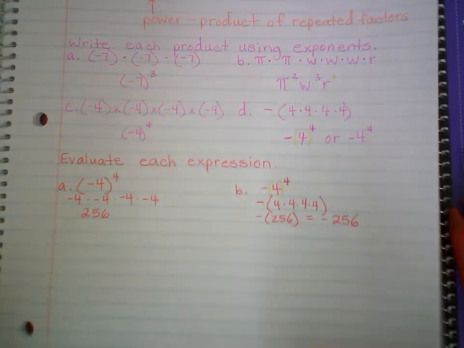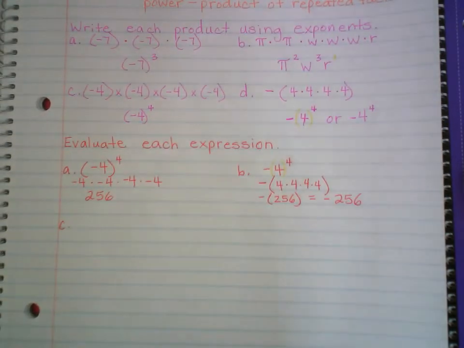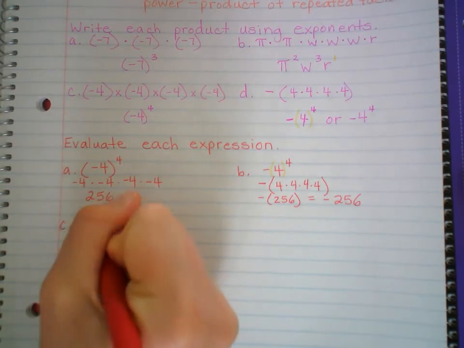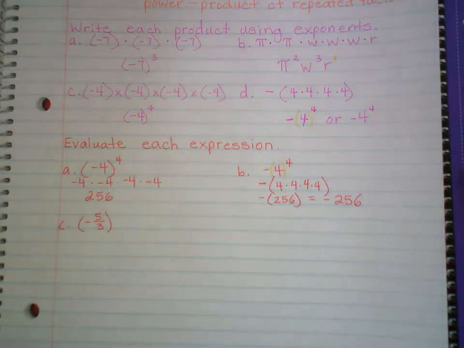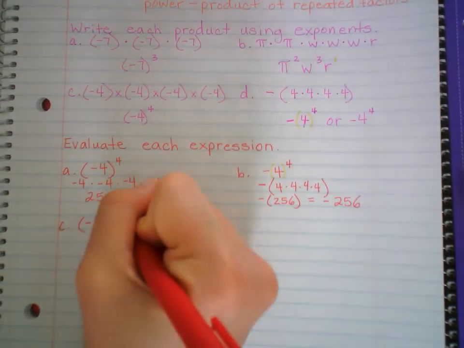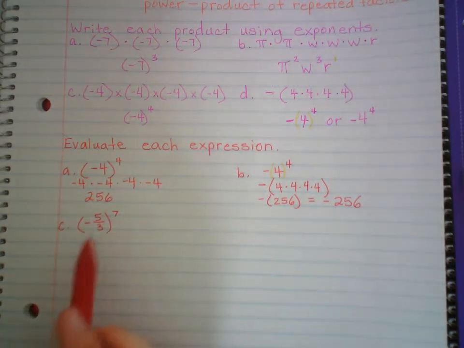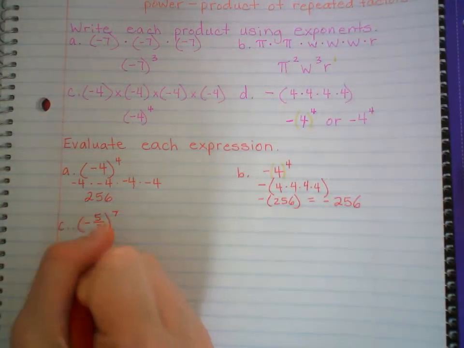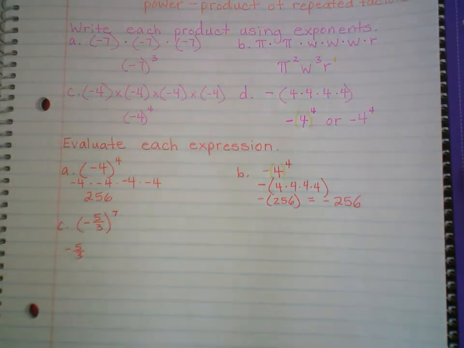Okay, let's say we have example C. We're going to do negative 5/3 to the, what do I want? 7th, because why not? Okay, so our base, what is our base? What is our common factor? It's whatever's in parentheses. Okay, so negative 5/3, and it's being multiplied by itself 7 times.